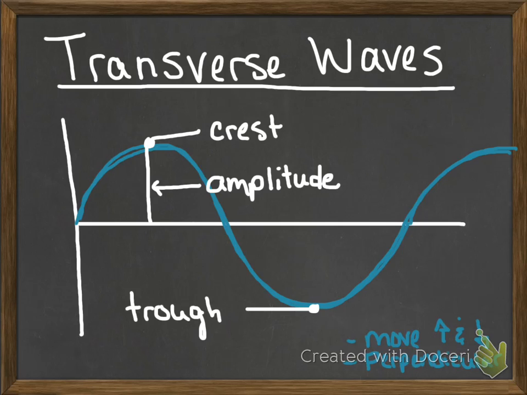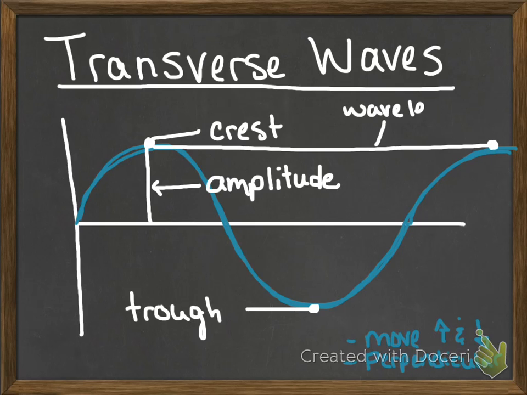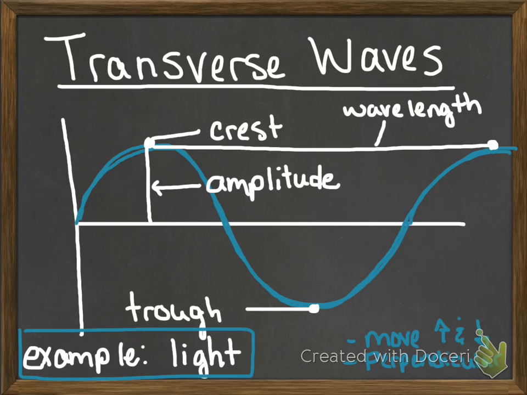Now, if I wanted to look at the crest at the top of the next peak, which is right there, and I wanted to measure the distance between that crest and the other crest, that would be the wavelength. And we're going to talk about the wavelength for a second. But first I want to say that the easiest example of a transverse wave is light. The light that you see around you travels as a transverse wave.